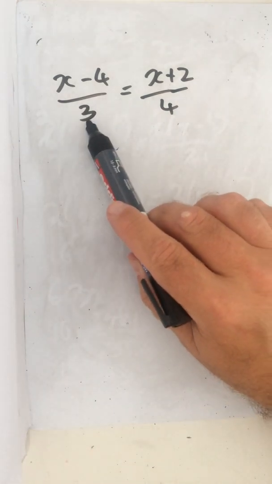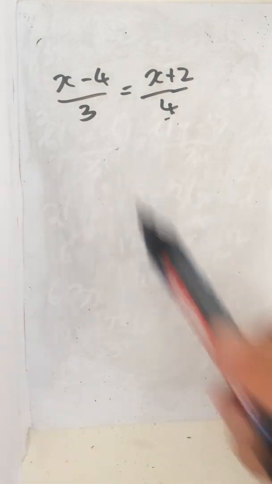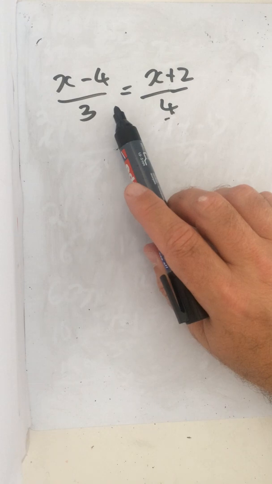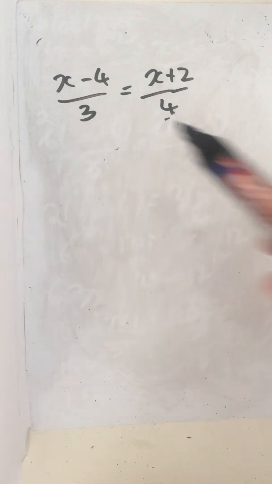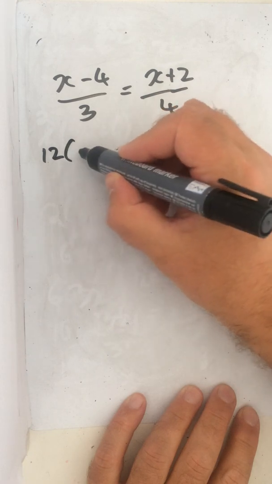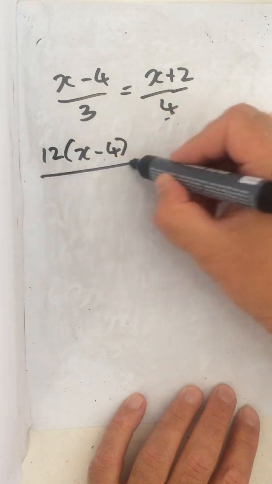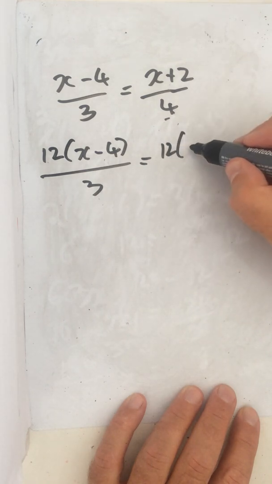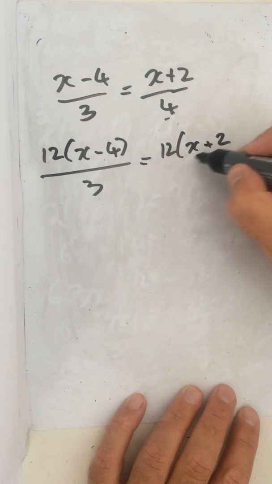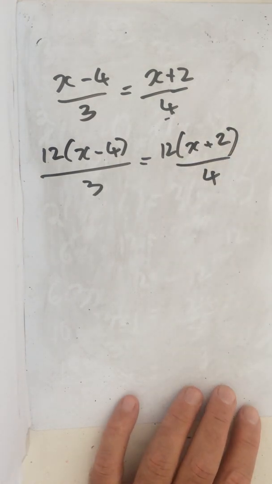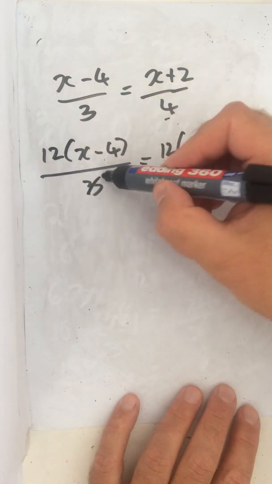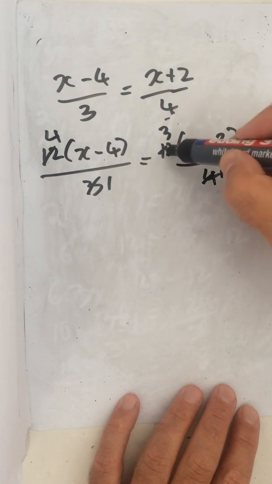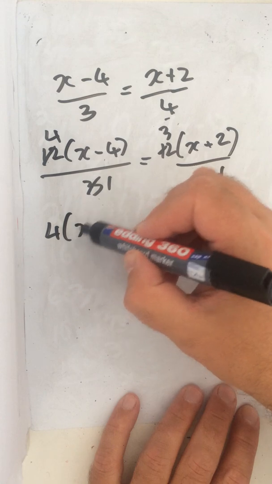Again, we need to get rid of the divisions. The first thing we do is find the lowest common multiple of 3 and 4, and that would be 12, isn't it? The lowest common multiple is 12. So I'm going to put 12 outside, and again we've got x plus 2 over 4. Now I'm going to do this simplifying. How many 3's go into 12? 4. How many 4's go into 12? 3. So now I'm left with this stage.